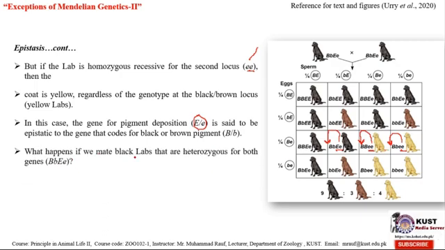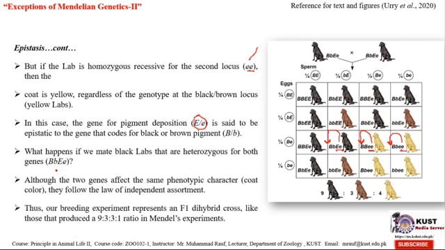Now what happens if we mate black labs that are heterozygous for both genes? So we mate the black labs that are heterozygous for both the gene loci. The outcome of this cross will be, you can see here, because it is independent assortment, all types of allele combination is present in sperms, and all types of allele combination is present in the eggs. So then you construct a simple Punnett square, and you will find that 9 of the dogs are having black fur color, 3 of them are having chocolate, and 4 of them are having yellow.